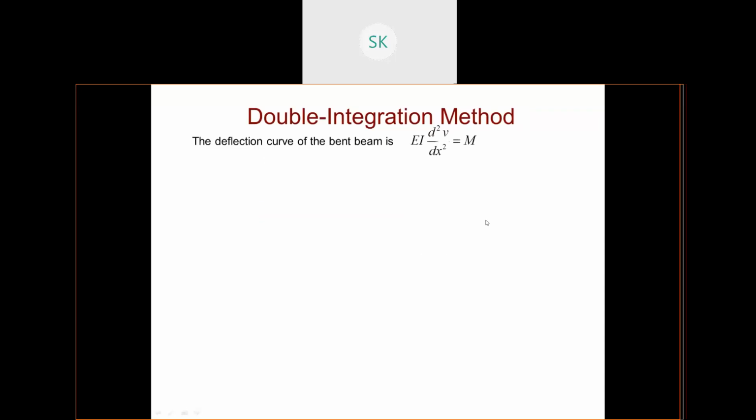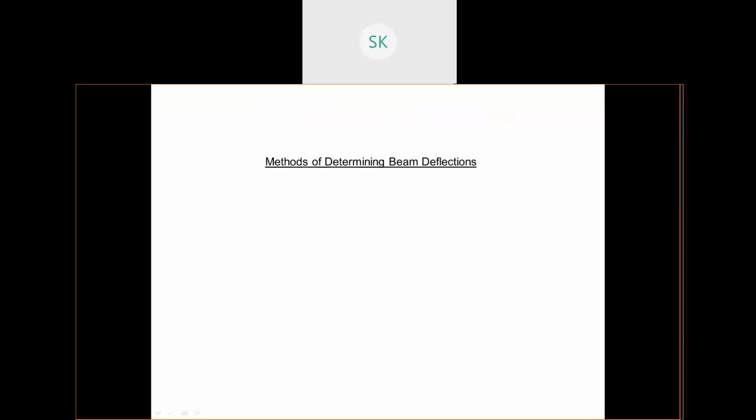So the deflection curve of the beam is this. Let me go back to this.